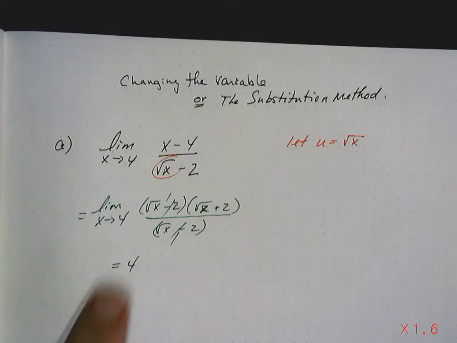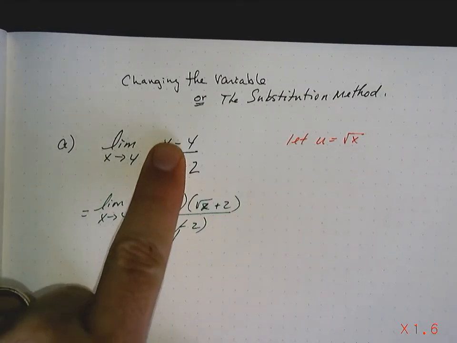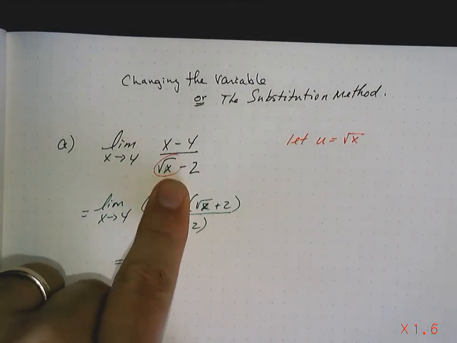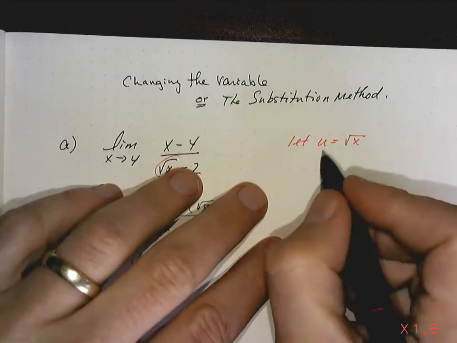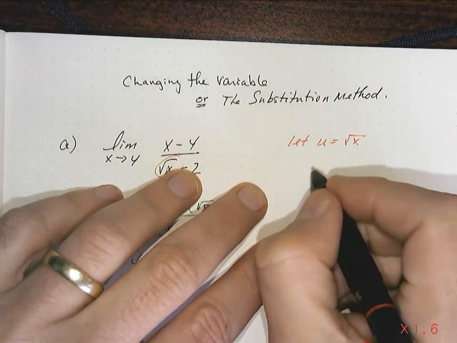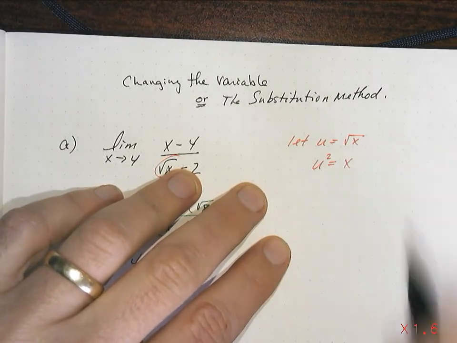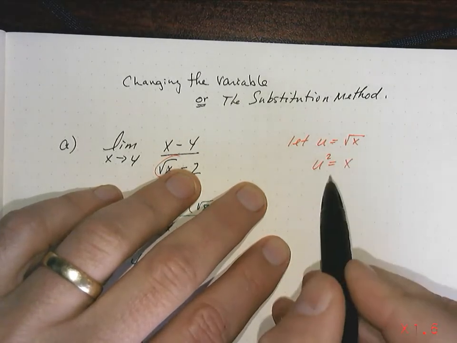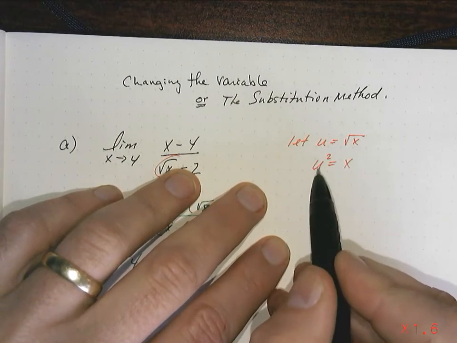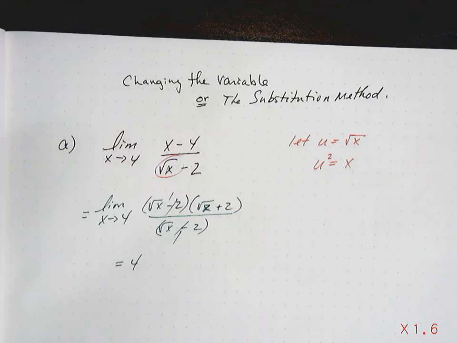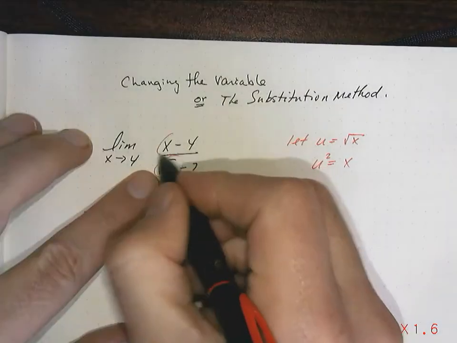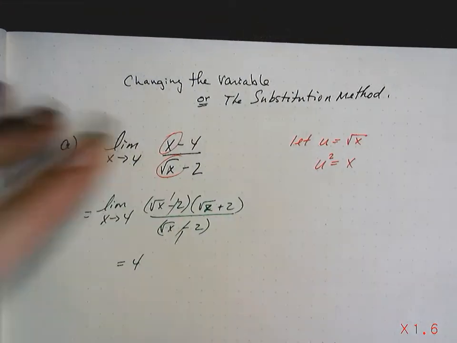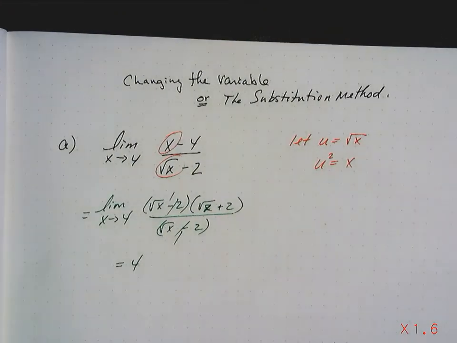Well, that's great. I can now replace this root x with u. Except, if I replace that root x with u, I've got an x and a u now. That's not good, right? I either want all x's or all u's. So if u equals root x, doesn't that mean I can square both sides so that u squared equals x? Okay, so now if I do a substitution, I could change that to u, and I could change that to u squared. That's cool.